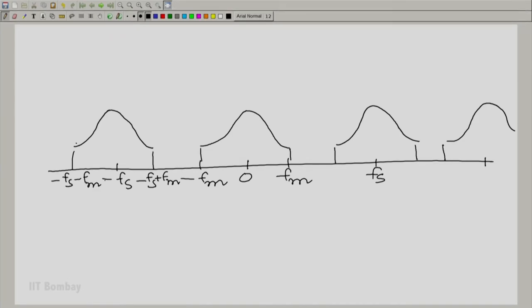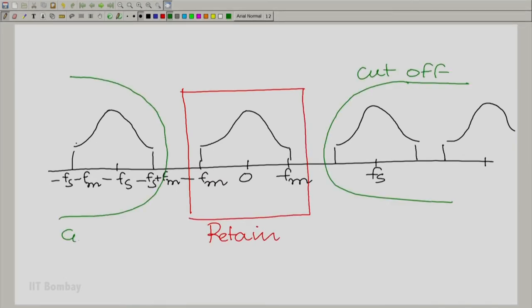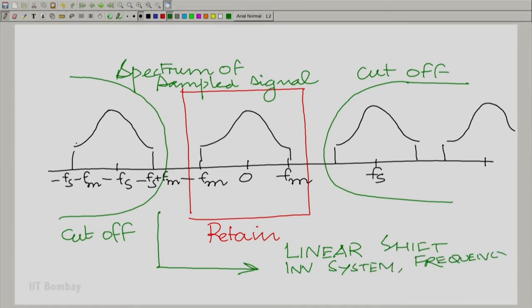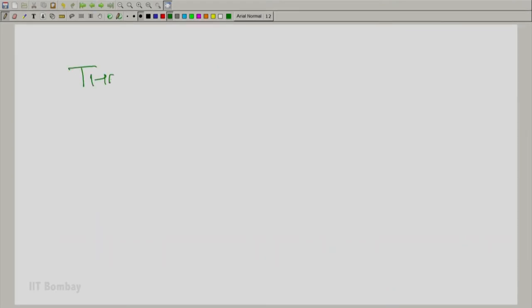And reconstruction essentially means retaining the original and cutting off the copies. So we need a system which retains this and cuts off all the rest. Now, how do you do that? Suppose you passed this whole sampled signal, so this is the spectrum of the sampled signal, through a linear shift invariant system which has a frequency response. I am writing the frequency response as a function of the cycles per second frequency, note. And what is this frequency response that we desire? Let us draw that explicitly.